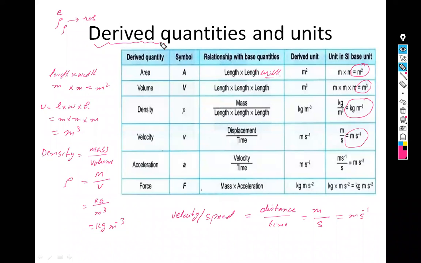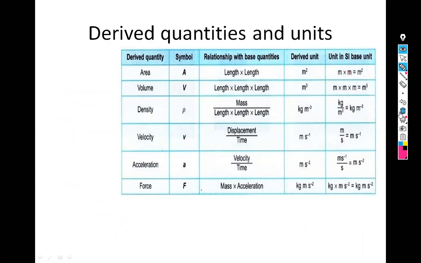The brief summary of derived units is that they are the units which are represented with a combination of more than one. This is a combination of M and M. This is a combination of M, M, M. This is a combination of kilogram and M. This is the combination of M and S. This is the combination of kilogram, M and S. When there are more than one, it means they are derived, not the base. For base, what are the base? I'm going to repeat again, for the last time.